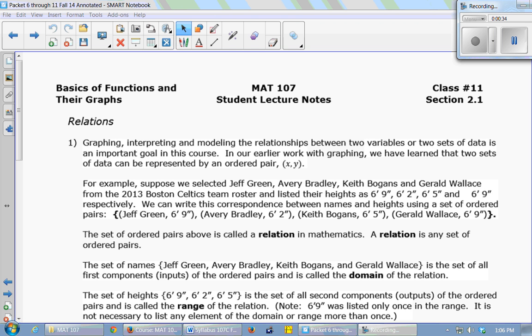So for example, suppose we selected Jeff Green, Avery Bradley, Keith Bogans, and Gerald Wallace from the 2013 Celtics team roster, and we list their heights as 6'9", 6'2", 6'5", and 6'9", respectively. So you can write this correspondence between the name of the player and the player's height as an ordered pair. So you could put Jeff Green, comma, 6'9", Avery Bradley, comma, 6'2", etc.